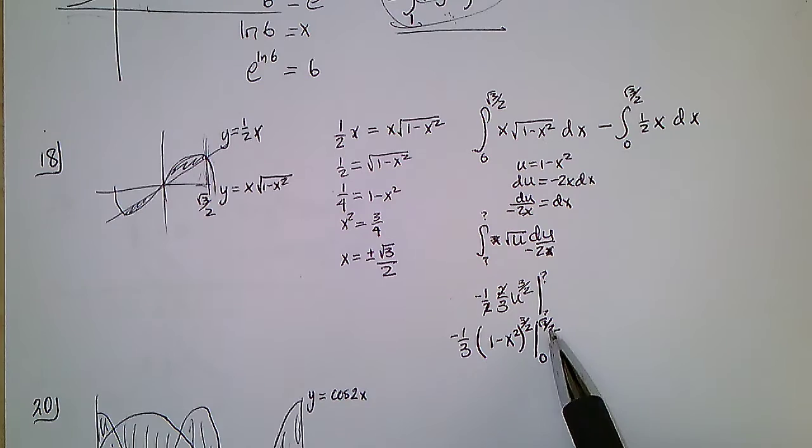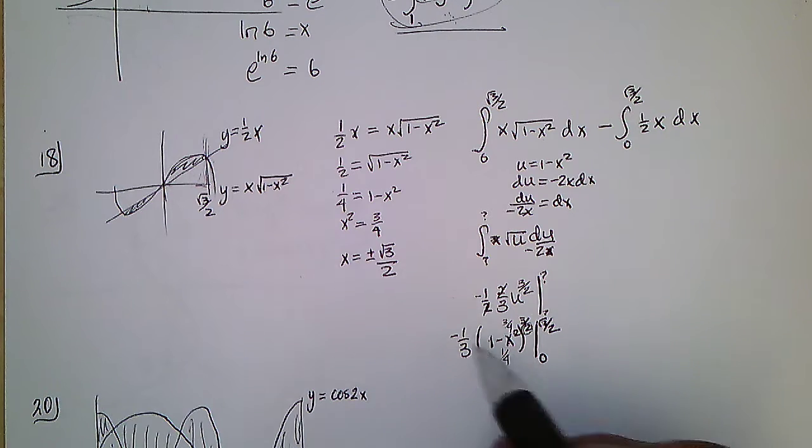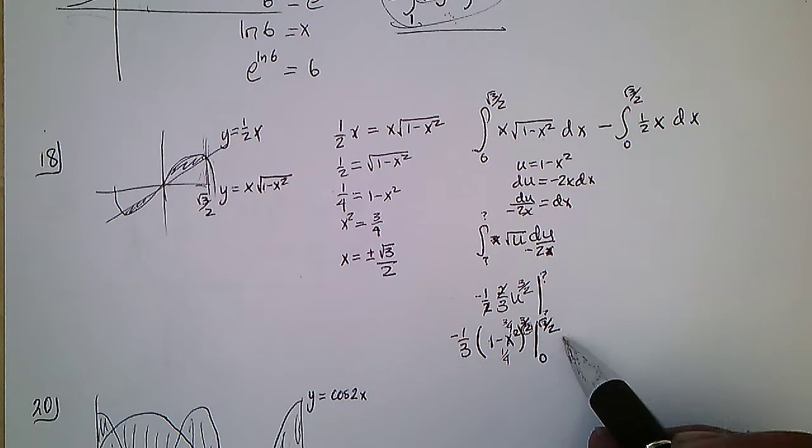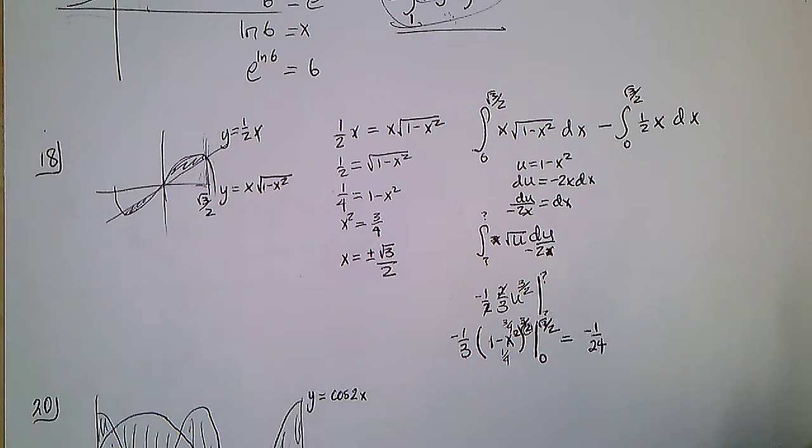So square root of 3 over 2 squared is 3/4. 1 minus 3/4 is 1/4. Square root of 1/4 is 1/2. Cubed is 1/8. Times negative 1/3 is negative 1/24.